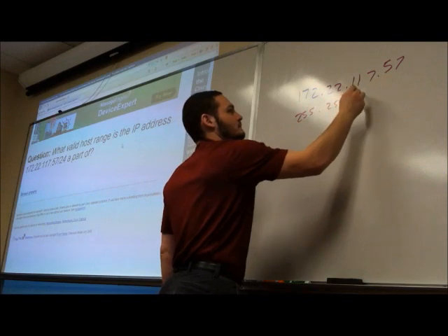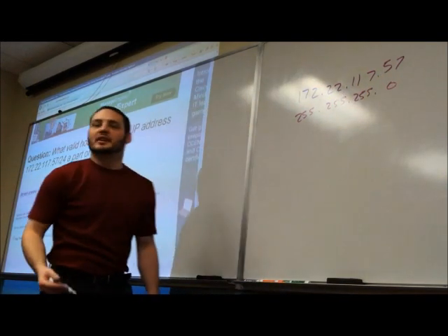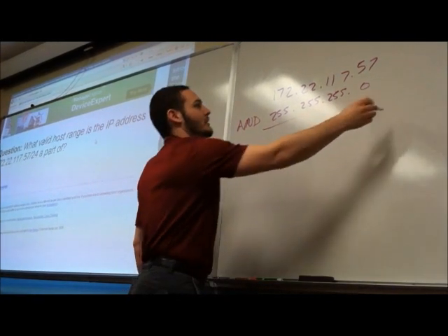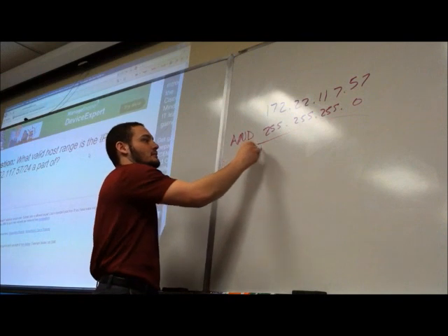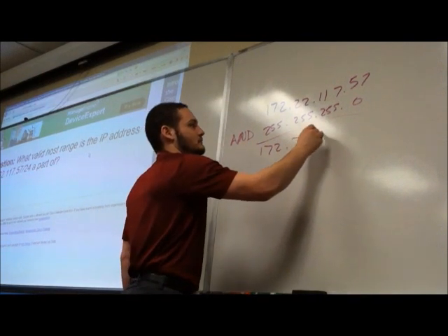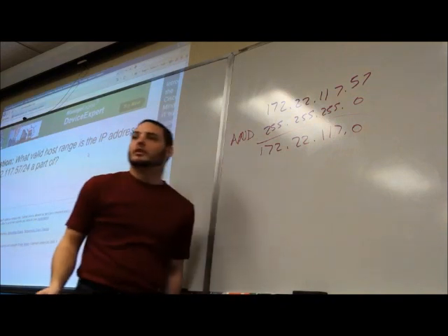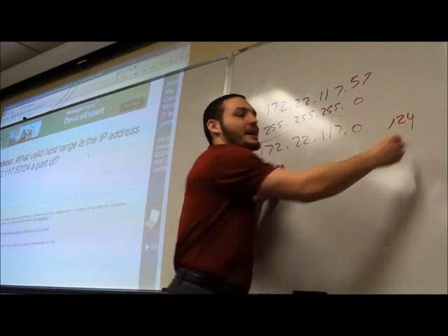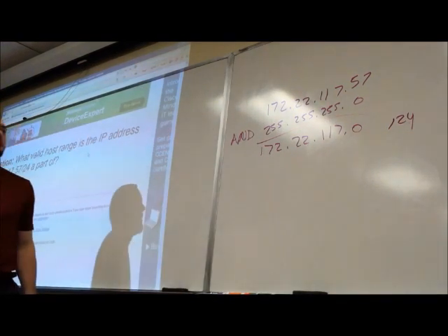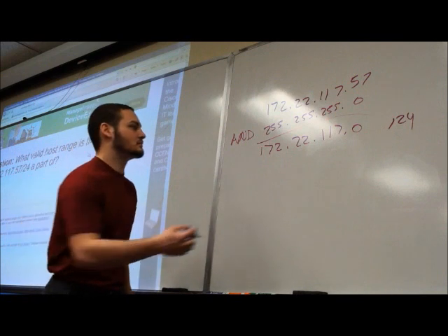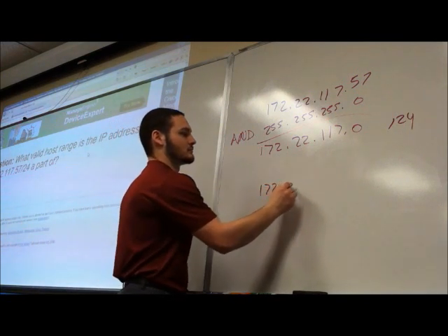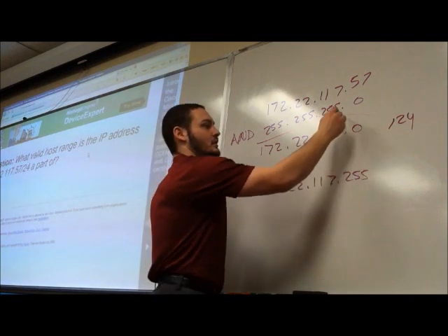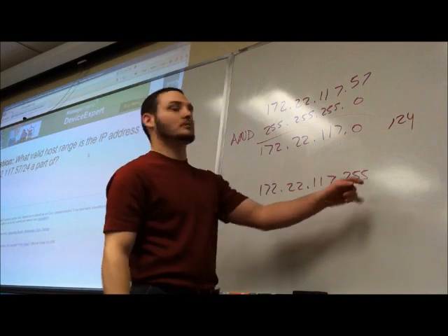That would be 254. So that's what we got. If we do an AND, then what are we going to get? Everything but 0 at the end: 172.16.17.0. This is our network number. We know we have a /24 mask. They gave us that. So what would be the broadcast number? 172.16.17.255, right, because everything after here is going to be a 1.